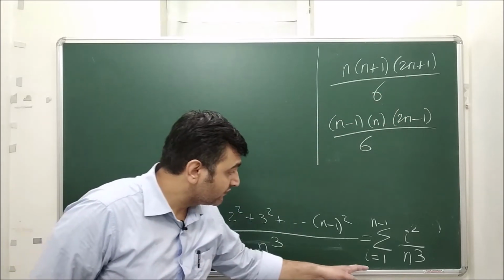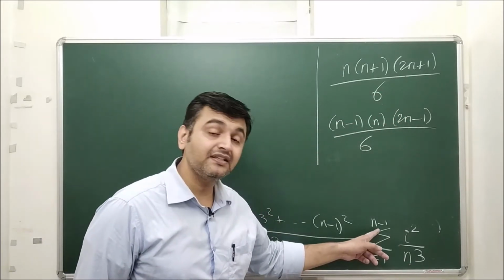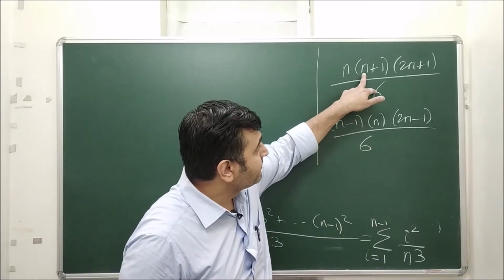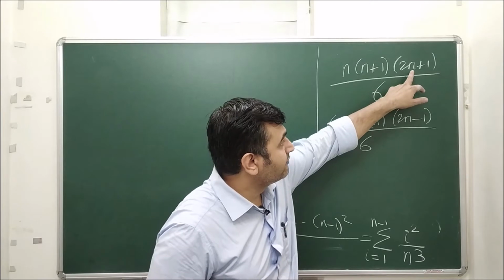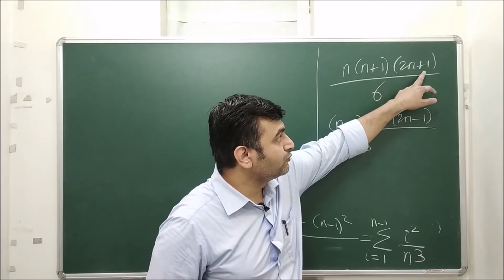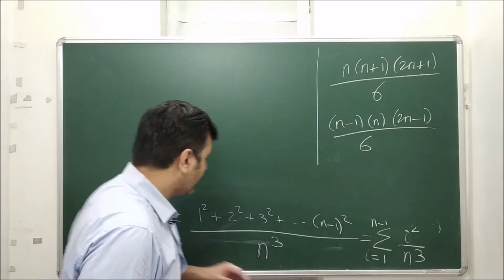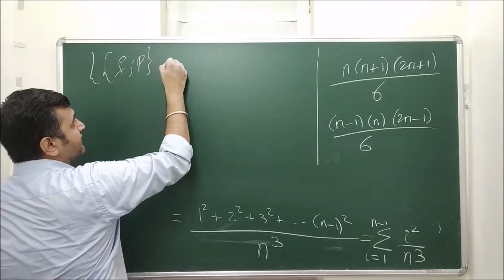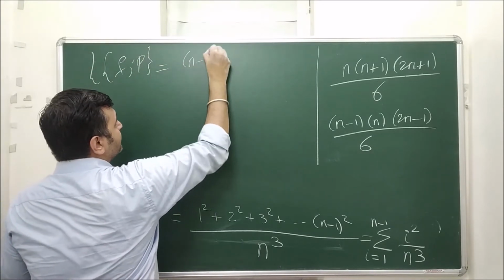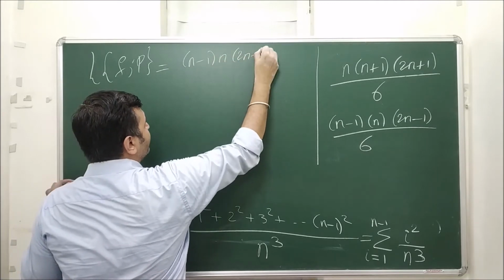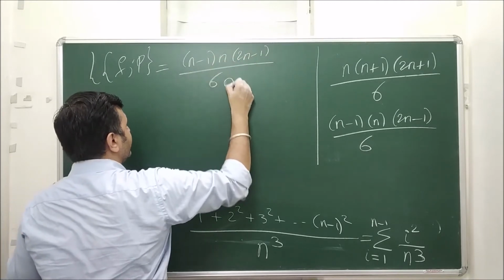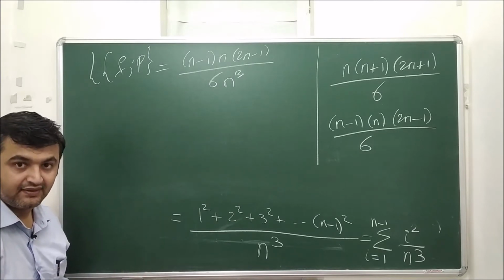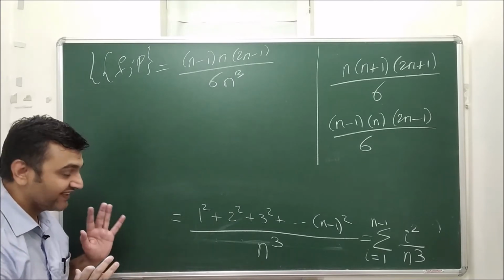So what is the sum of the squares of the first n minus 1 natural numbers? You replace your n by n minus 1, and here also n by n minus 1. So 2n minus 2 plus 1, so 2n minus 1. So what I have is LFP is equal to (n minus 1) into n into (2n minus 1) upon 6n cube. This is what my LFP is. Okay, so that was only LFP.